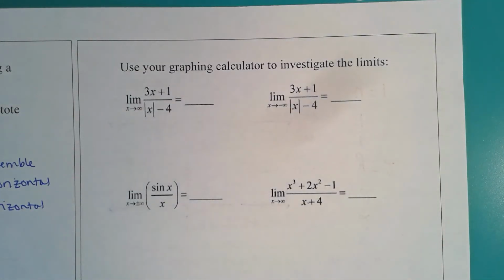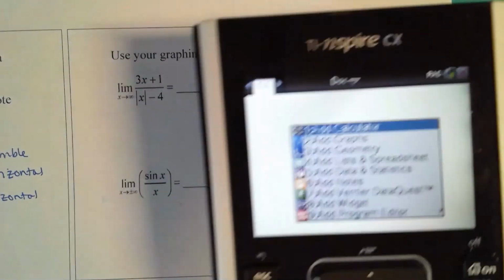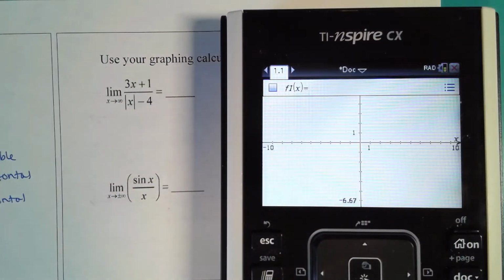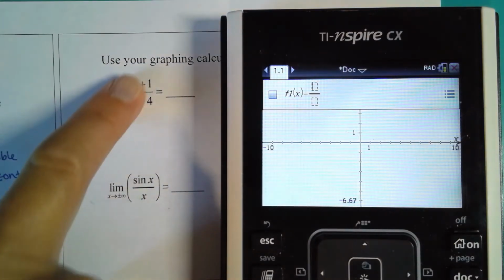So let's take a look at our graphing calculators. Again, I'm going to use my Inspire, but we'll talk about using an 84, or I have talked about it, in a video that I'll add here. So I'm going to start a new document. I'm going to bring my calculator up here and cover up that right side. It says use your graphing calculator to investigate. I'm going to add a graph page, and I'm going to graph this one right here. We don't graph the limit, we just graph the function.